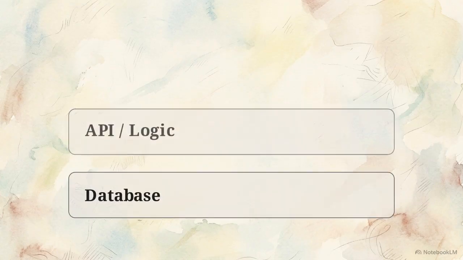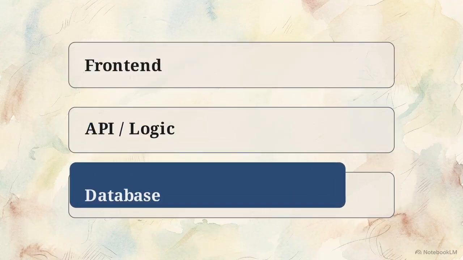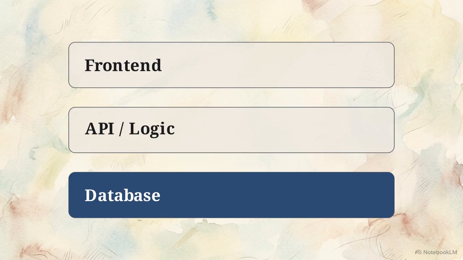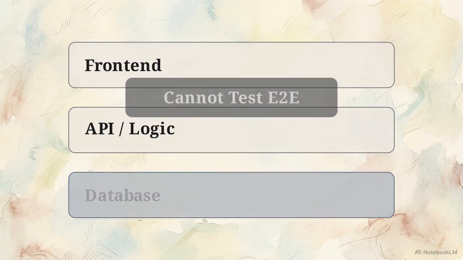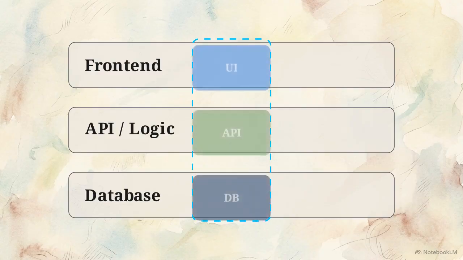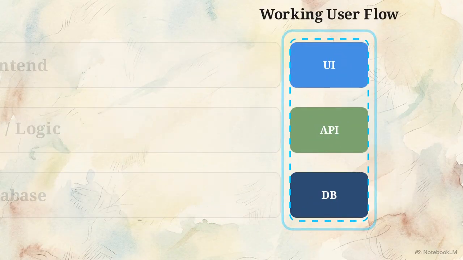This architecture has 3 layers: database, API, and front-end. Developers often build horizontally, designing massive databases first. But without the upper layers, you can't test it. A vertical slice operates differently, cutting cleanly through all layers to extract a single, working end-to-end user flow.